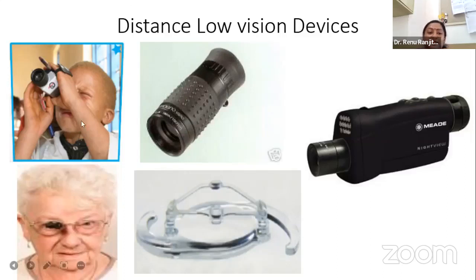Okay, so these are the telescopes. As you can see, it's a handheld telescope. This is a clip-on telescope, so this is mounted on a spectacle. If you see over here, this is a telescope which is added into an intraocular lens. This is a night-vision telescope, which is an infrared telescope. You can see very well at a distance, in dim illumination also.